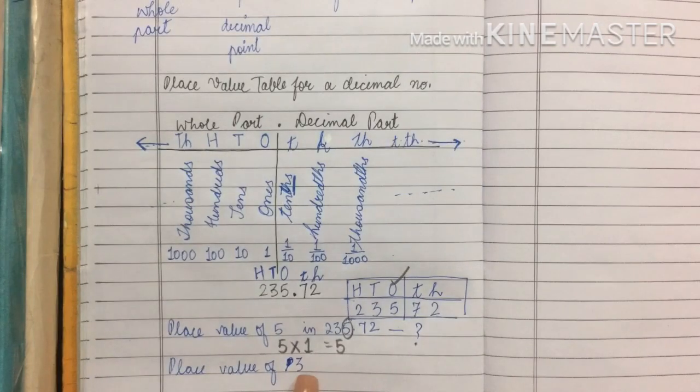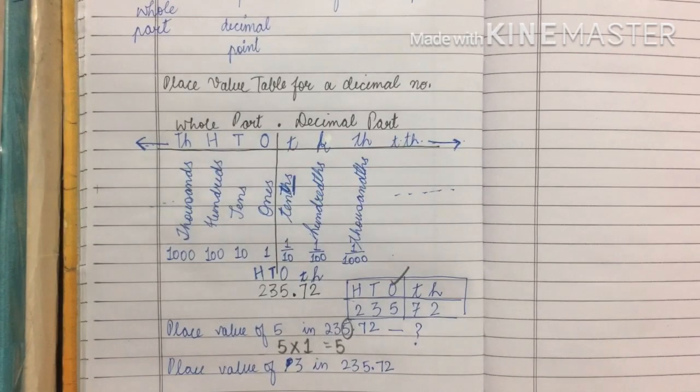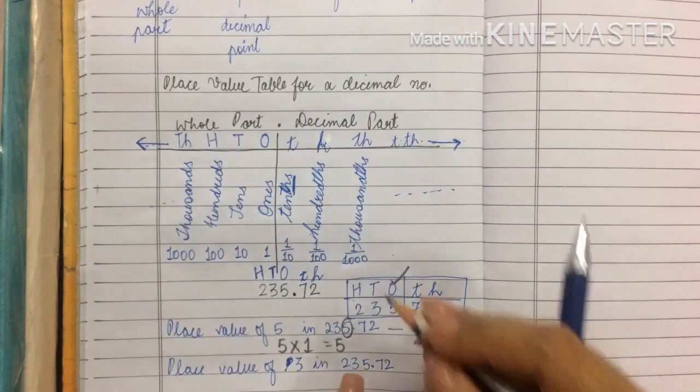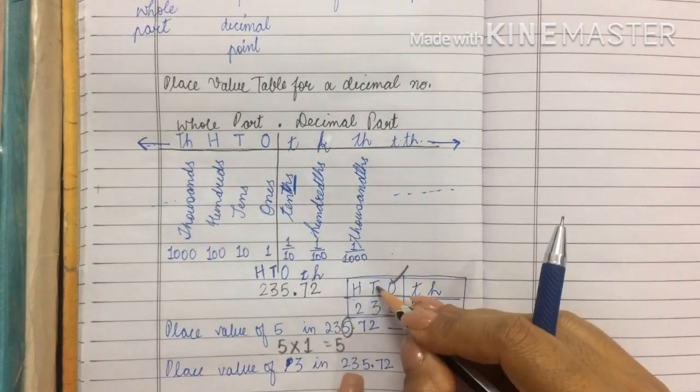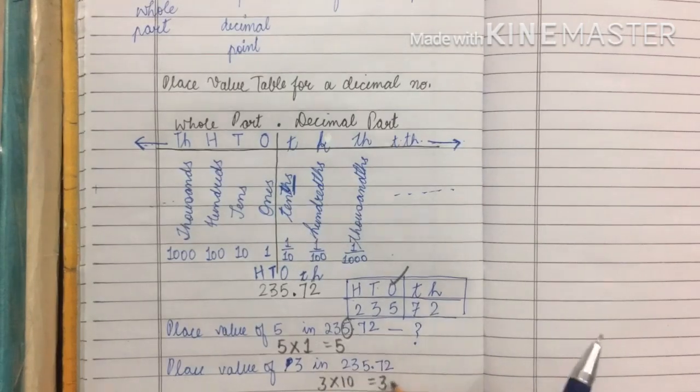What if we have to find out the place value of 3 in the same number, 235.72? Now 3 is at which place? 3 is at the tens place. So this will be 3 multiplied by 10, which is 30.